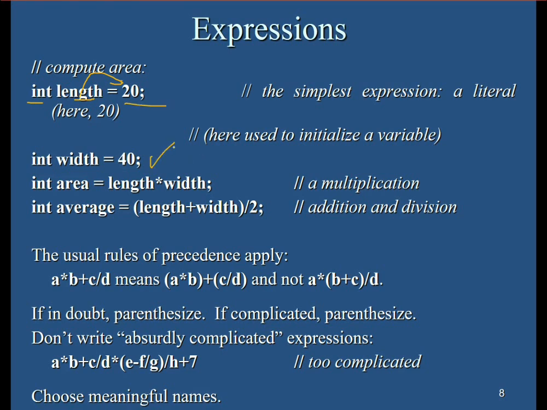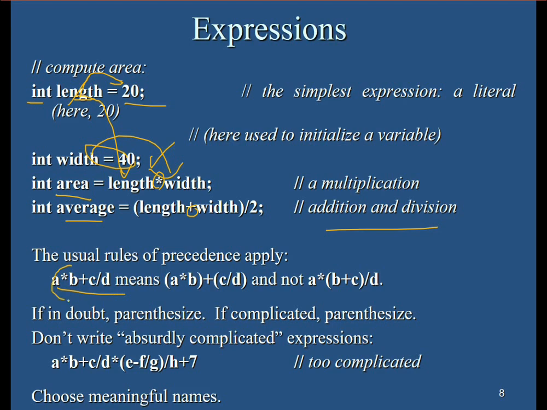In a similar fashion, int width is equal to 40, same logic for this. Then int area will again be an integer, length from here, width from here, and a multiplication is performed on length and width. An average can also be computed, meaning length plus width by 2, addition and division together. This is multiplication, this is assignment, this is addition, and after that division. So the usual rules of precedence apply.